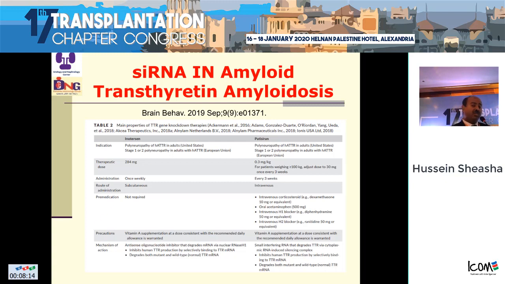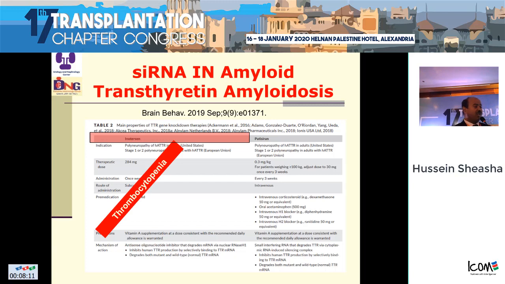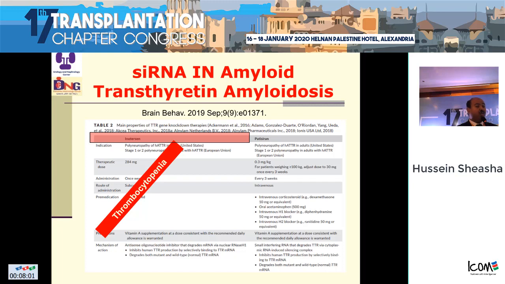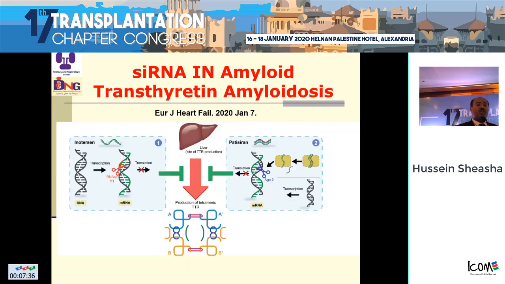inotersen and the patisiran. The first drug is given subcutaneously, so it doesn't need pre-medication, but the problem is it causes thrombocytopenia, and it is to be used cautiously if the platelet count is less than normal, and it is associated with kidney and hepatic dysfunction. The second drug, which is FDA approved, is given intravenously, and it is associated with infusion-related side effects, but without thrombocytopenia, renal or hepatic side effects.